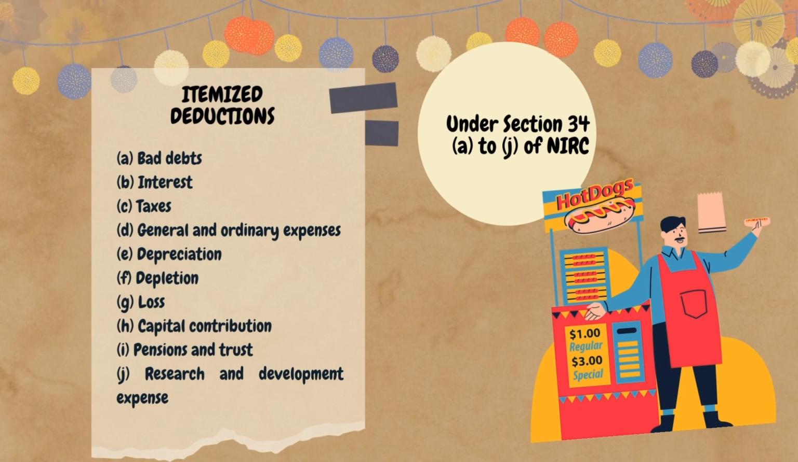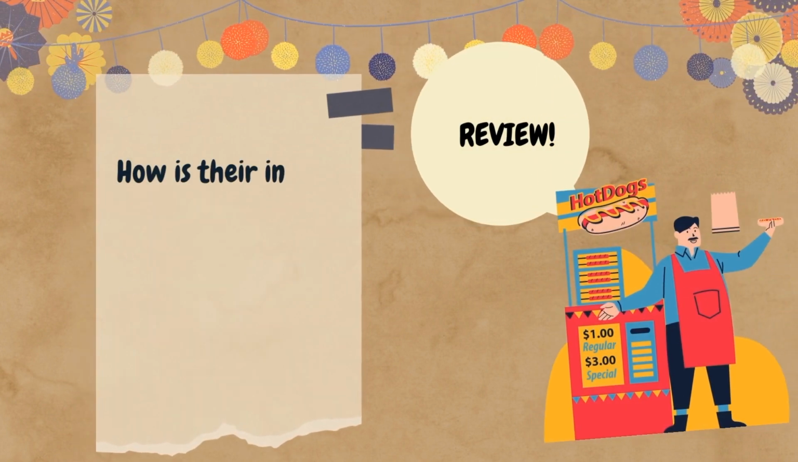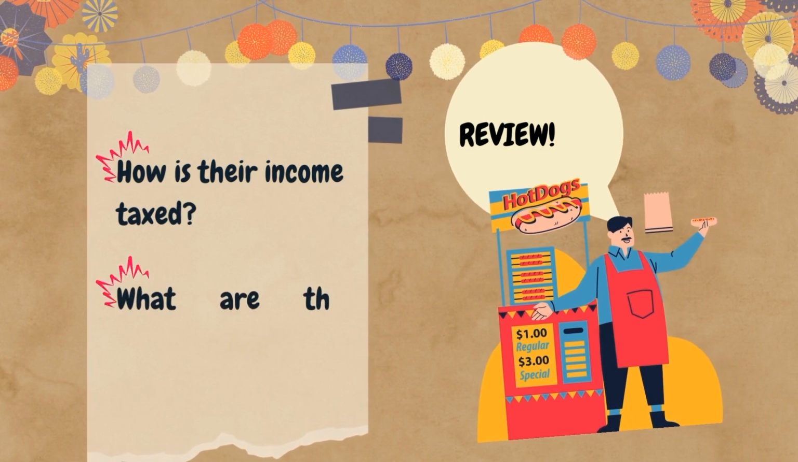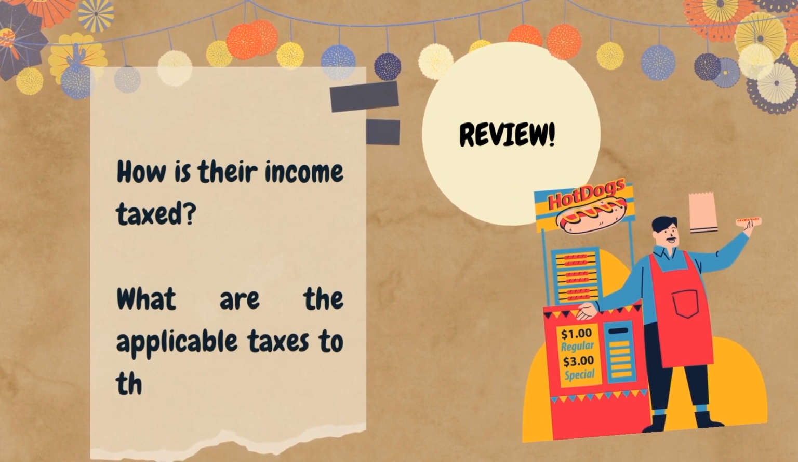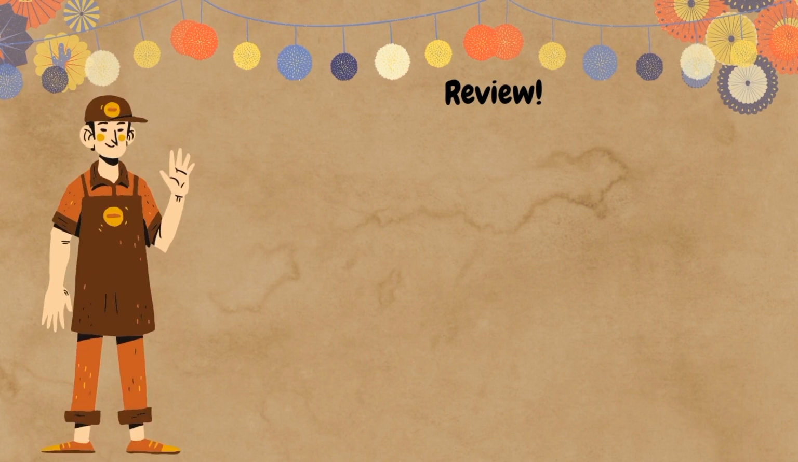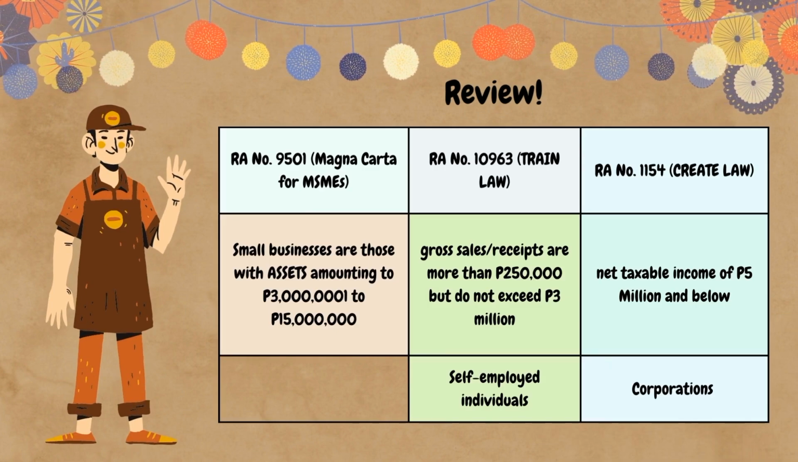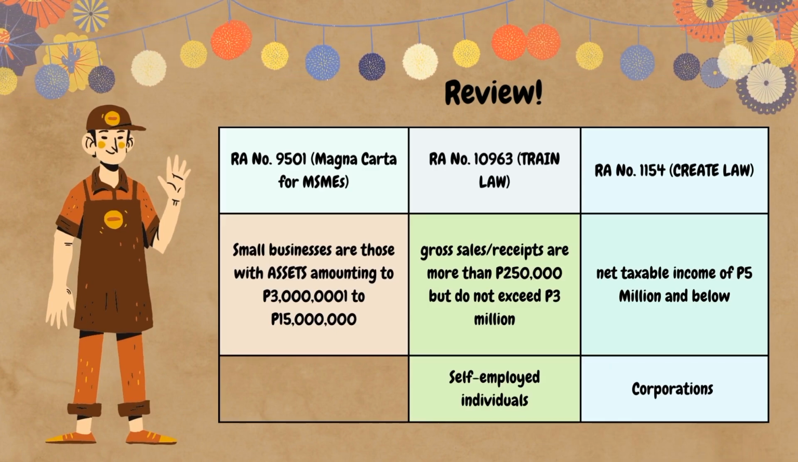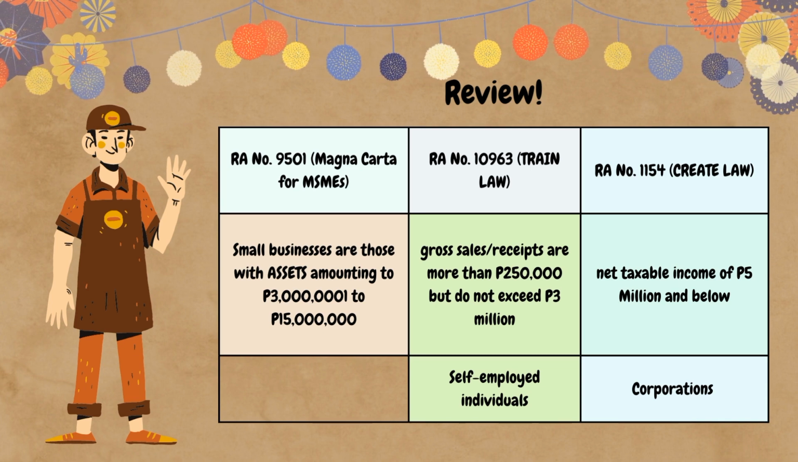After discussing the different taxes imposable on small businesses, we are now ready to answer the question: how is their income taxed and what are the applicable taxes to them? Let us go back to this table. Upon looking at this table, small businesses can either be taxed as corporations or as self-employed individuals.